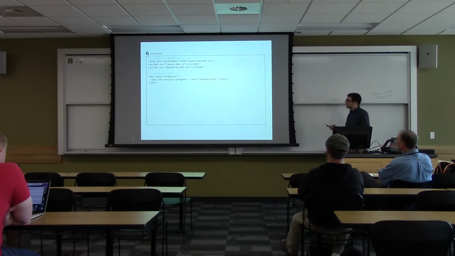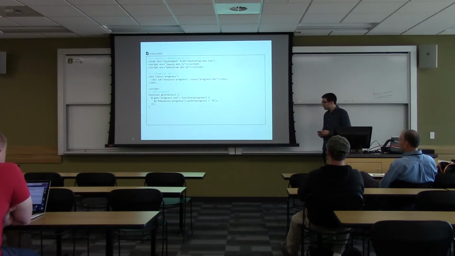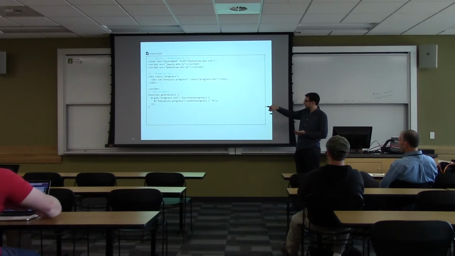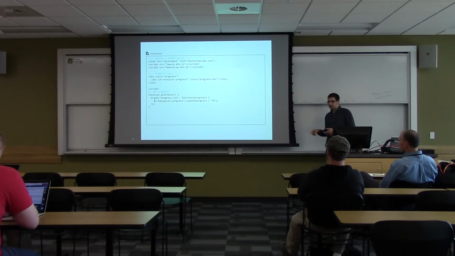Okay? And so now we're going to write some JavaScript to actually do that, where we'll start by writing a function called getStatus. In getStatus, we'll use jQuery to contact the server and get the value of progress.txt, which contains a number from 1 to 100. Once we get the answer from the server, we're going to run a function on whatever data the server gives us back. So in this case, I call it progress. And we're going to update the div that's called analysis-progress. And we're going to update its width to match whatever's in the text file.